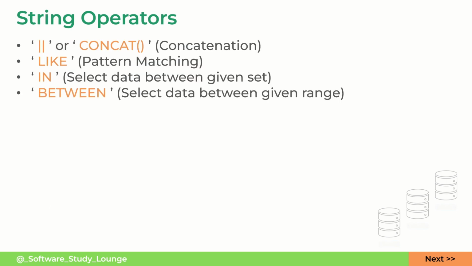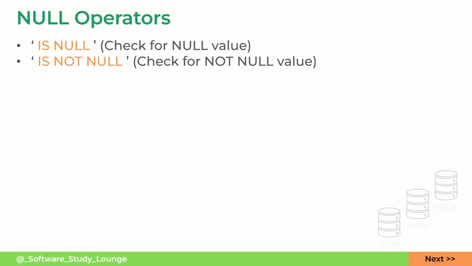Next one is string operators. Basically CONCAT or the double vertical bar, or CONCAT with round brackets, LIKE, IN, and BETWEEN. Next are null operators, to check whether a value is null or not. They have basically two operators, IS NULL and IS NOT NULL. We will see each operator in a query.